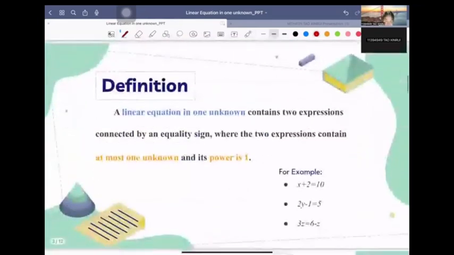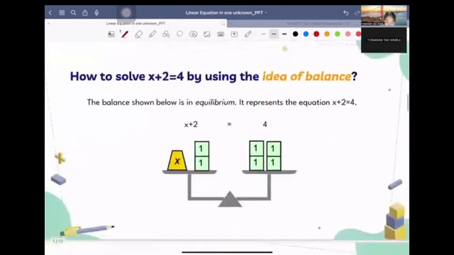So we can get the definition of the linear equation in one unknown, which contains 2 expressions connected by an equality sign, where the 2 expressions contain at most one unknown and its power is 1. For example, x plus 2 equals 10, 2y minus 1 equals 5, and 3z equals 6 minus d. Before that, we can think about how to solve this equation using the idea of balance.